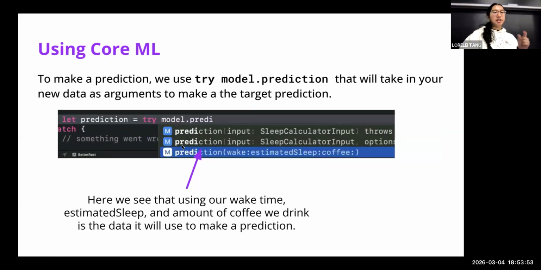And then later, when you have a prediction, you can use that model and prediction, very useful terminology there. It's going to use that correlation we found earlier to give you a predicted sleep amount. Earlier I was talking about features being the other three variables: wake time, estimated sleep, and coffee we drink. You can see over here in the parameter list, it tells you wake, estimated sleep, coffee. That's how you can see the relationship between Create ML and Core ML.